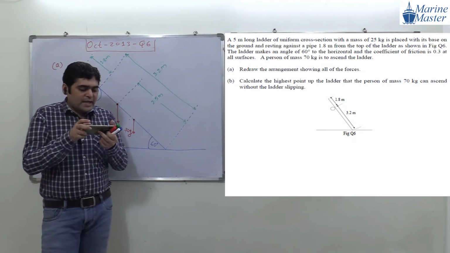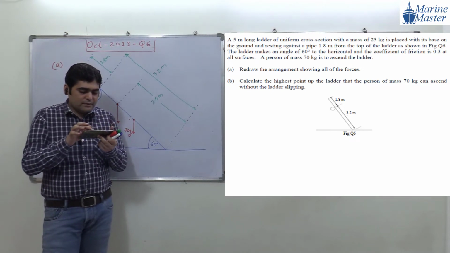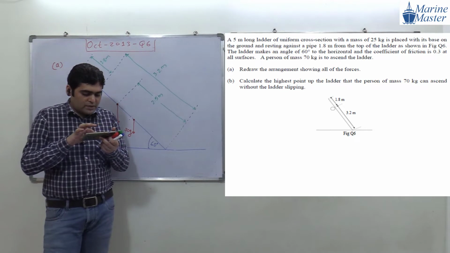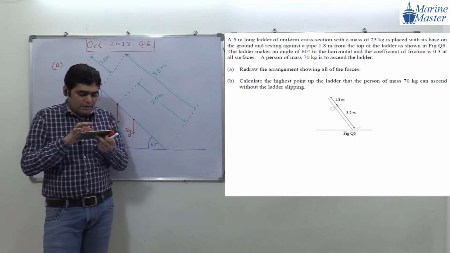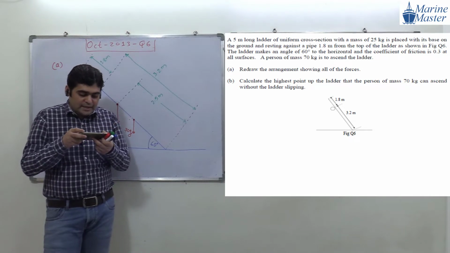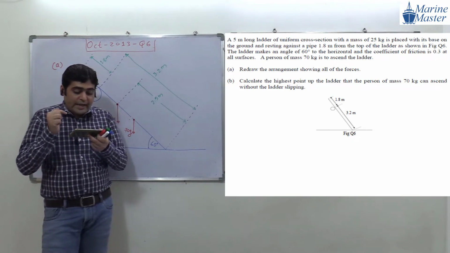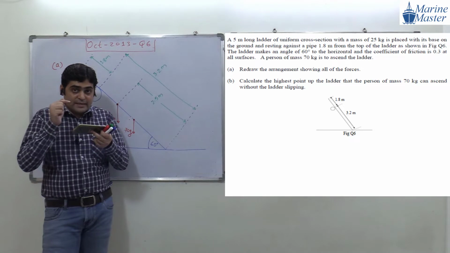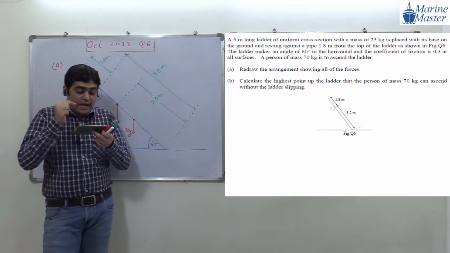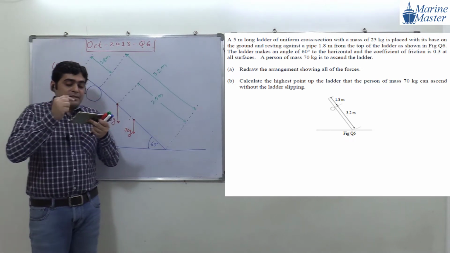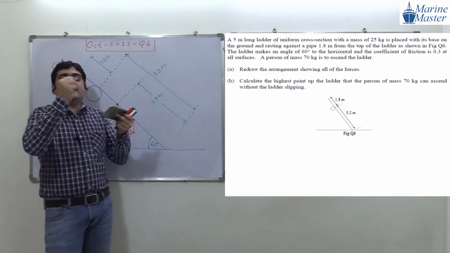Now what are they asking us in the B part, everyone? Calculate the highest point of the ladder. I am reading once again: calculate the highest point of the ladder that a person of 70 kg can ascend without the ladder slipping.